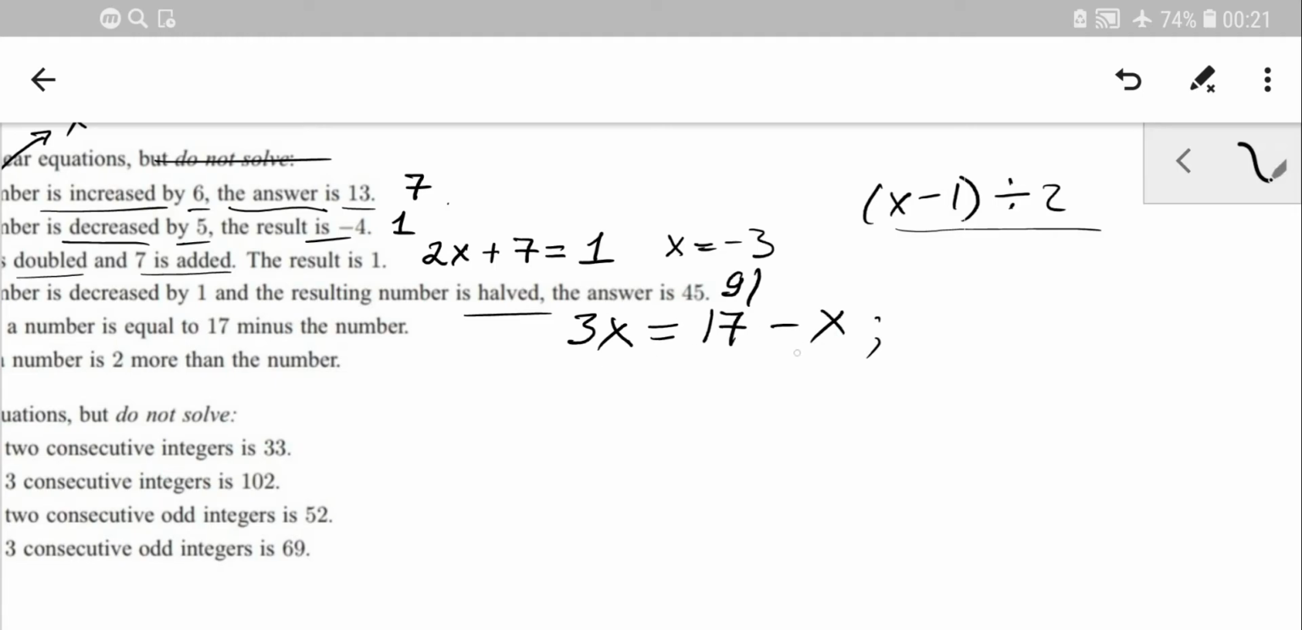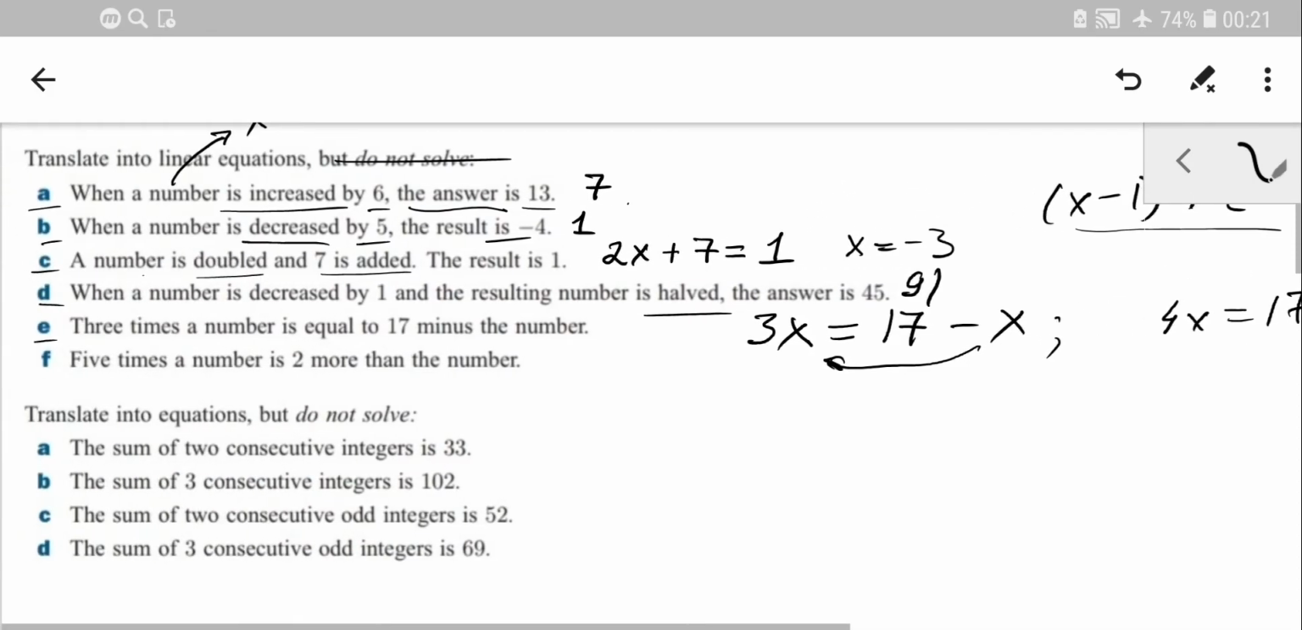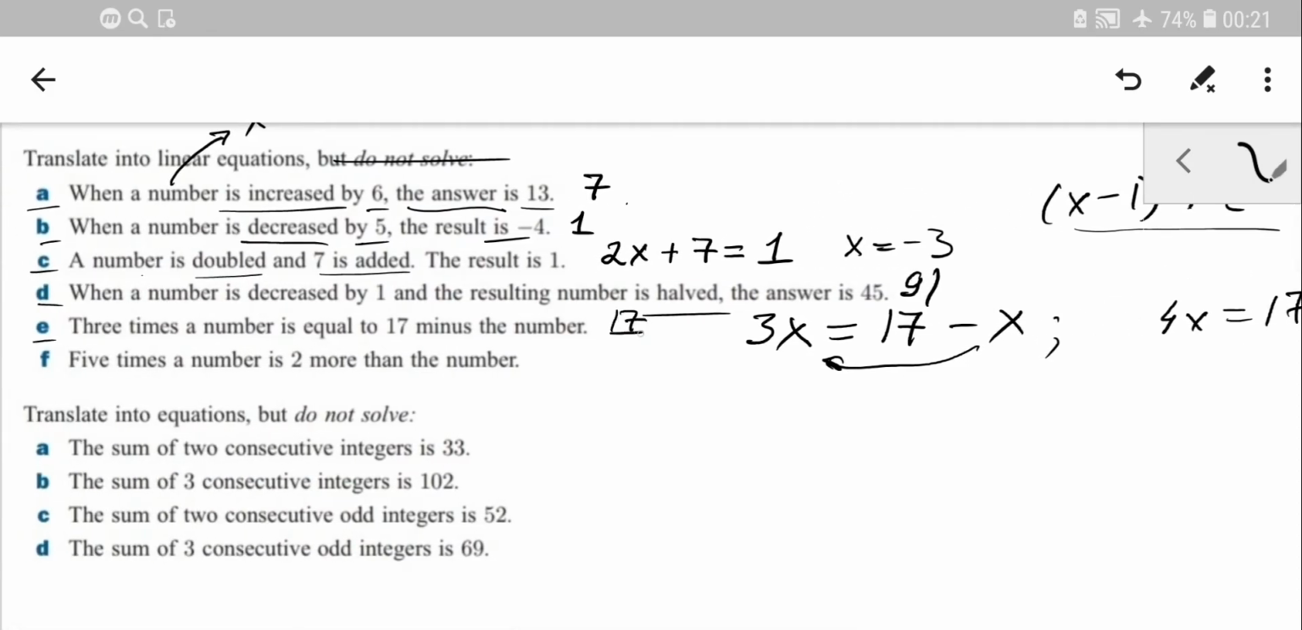So negative x would transfer to the left side. We'll get 4x equals 17. So the result is 17 over 4. That's how we solve that. 17 over 4. The result is here.